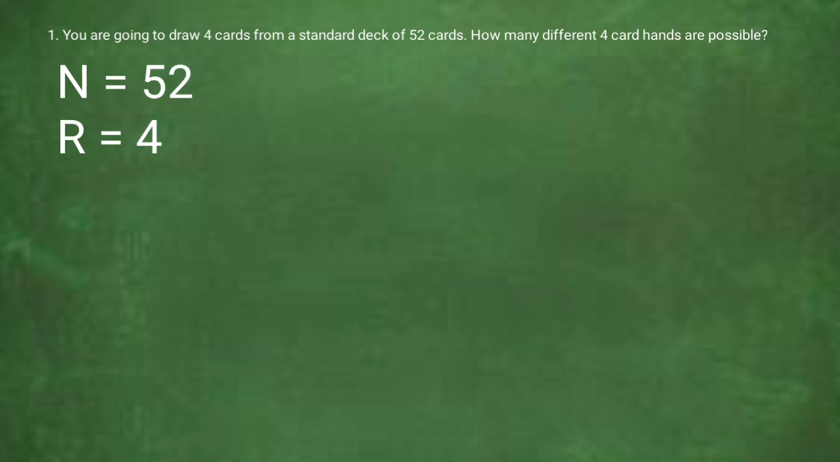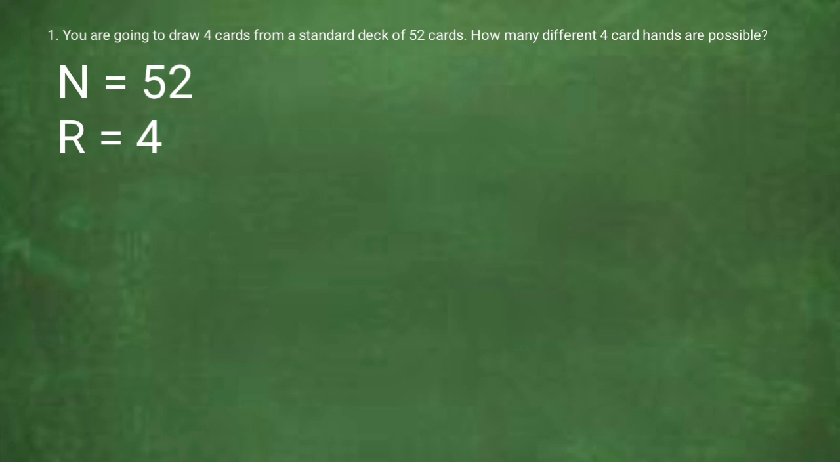Now that we are done with permutations, let's move on to combinations. Here is our first word problem. You are going to draw 4 cards from a standard deck of 52 cards. How many different 4 card hands are possible? In this problem, we need to find N and R. N is the number of cards in the deck, which is 52. R is the cards we are going to draw, which is 4.